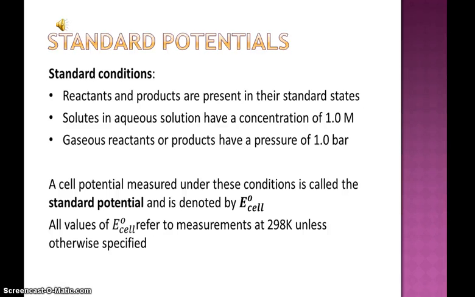When measuring standard potentials, there are a number of factors that can change the cell potential. For example, half cells use the concentration of reactants and products in solution, the pressure of gaseous reactants, and the temperature. But in order to make this more simple, only consider cell potentials measured under standard conditions. These are, reactants and products are present in their standard states, solutes in aqueous solutions have a concentration of 1.0 molar, and gaseous reactants or products have a pressure of 1.0 bar.